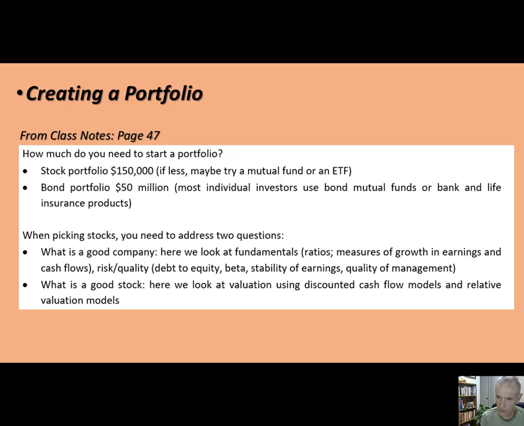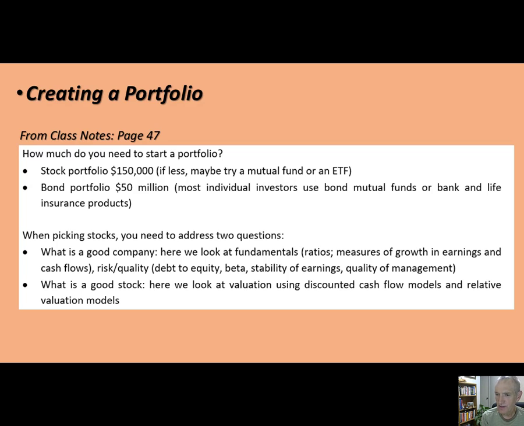So a good company is one that has good fundamentals. Their ratios look good. They have good growth. They have stable growth of earnings and cash flow, and they have stable earnings. Their risk is low. They don't have a lot of debt. They have low betas, stable earnings, and high quality management. That's a good company. What's a good stock?